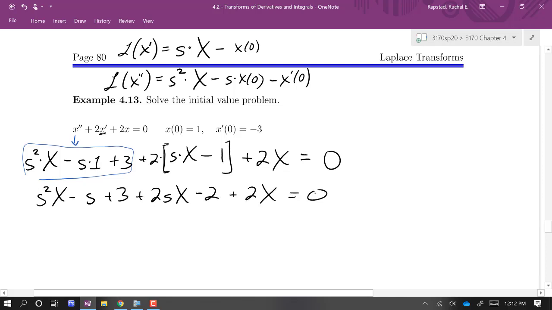I want to solve for big X, so I'm going to use our regular algebraic means. I'm going to keep all my X's on one side, throw everything else on the other side. So I've got to get rid of the minus s, the plus 3, and the minus 2. So on the left side we have s squared X plus 2sX plus 2X. And on the other side now I've got a positive s. Let's see, minus 3 plus 2 is minus 1, so s minus 1.